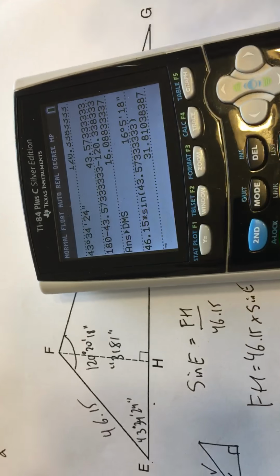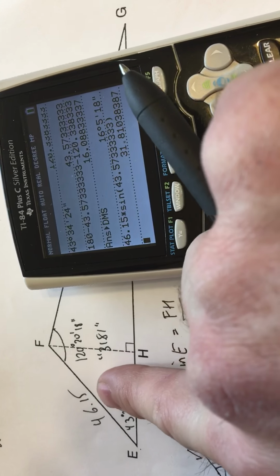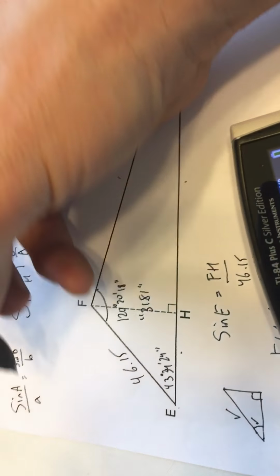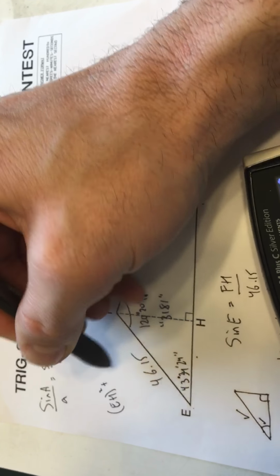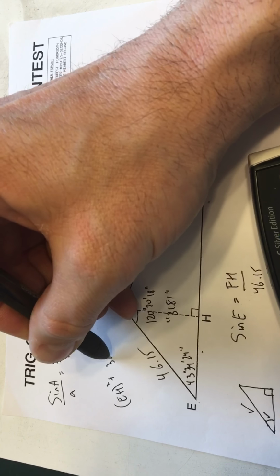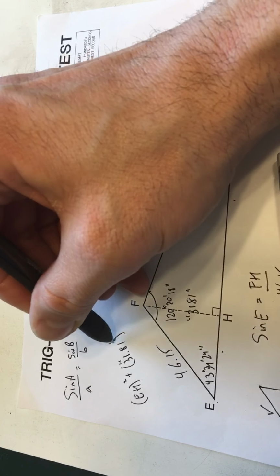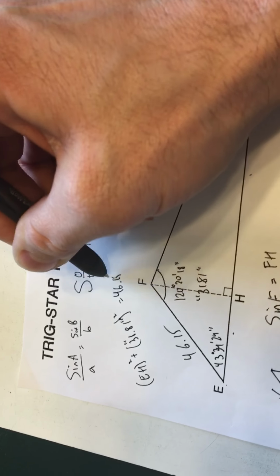But the nice thing about the Pythagorean theorem is I'm just going to go square root of this squared minus this squared equals this squared, because we know, and I'll write it right here, that EH squared plus 31.81 in quotes squared, those aren't seconds, those are quotes, equals 46.15 squared.